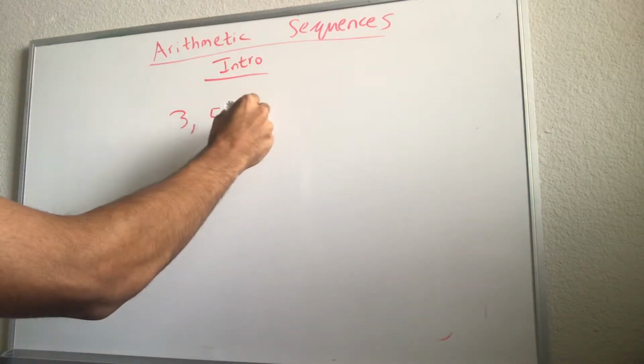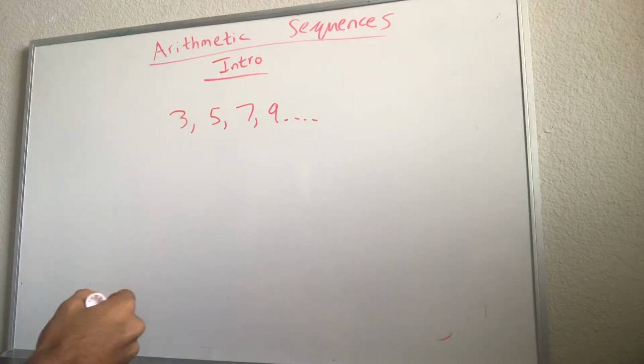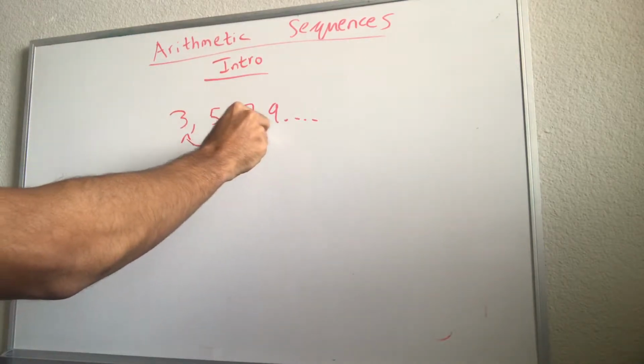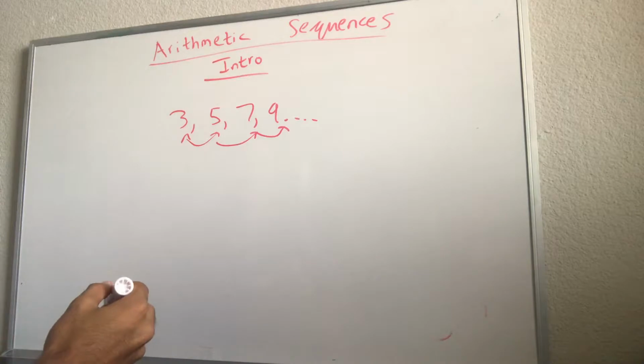5, 7, 9. And you see the pattern here that each term that follows is 2 more than the previous term. So you see there's plus 2 here, plus 2 here, plus 2 here. And so you know that your next term will be 11 and then 13. And so that's the pattern that you can see here. So the constant rate of change is 2. In other words, the slope would be 2.